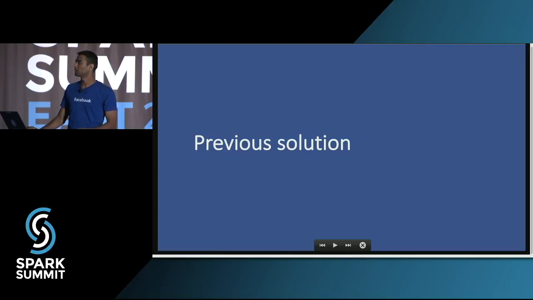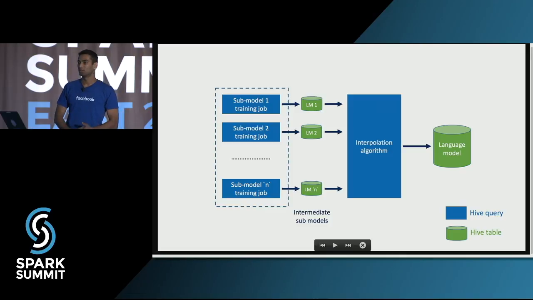Now I'll go into the technical side of things. Before we moved to Spark, this pipeline was powered using Hive. And when I say Hive, this is the Facebook internal version of Hive, not the open source version of Hive. We had forked from the open source version of Hive quite a while ago. So this is the architecture of the pipeline. There are blue boxes and green cylinders. The blue boxes represent a Hive query, and the green cylinders represent a Hive table.